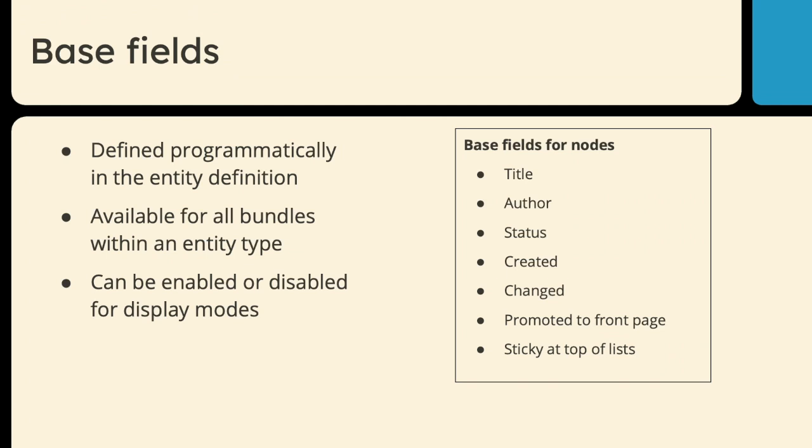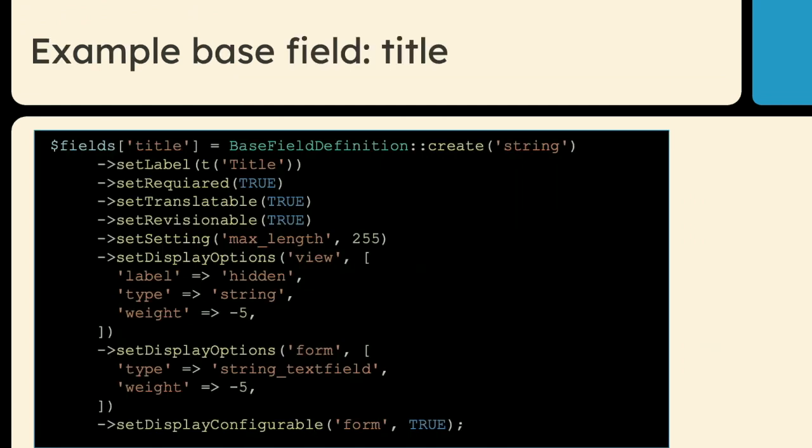So in Drupal, you know that there are certain fields on nodes, for instance, that you didn't define, and the list is there. So the title, the author, the ones like promoted to front page, sticky at top of lists, these are what are called base fields. And they're defined in the entity programmatically. What that means is they're available for all bundles within an entity type, so all content types, but they can be enabled or disabled as needed. So you don't have to have the promoted to front page field if you don't want it, but it is available for all of them.